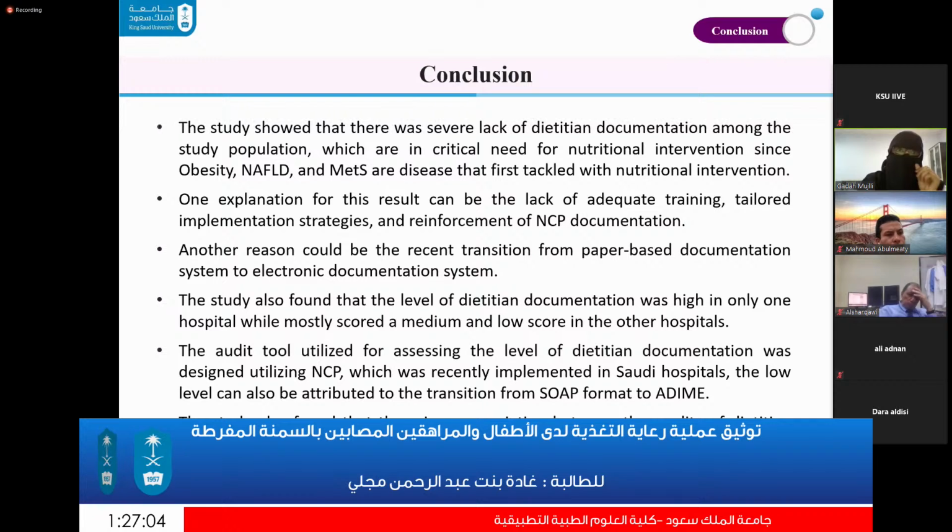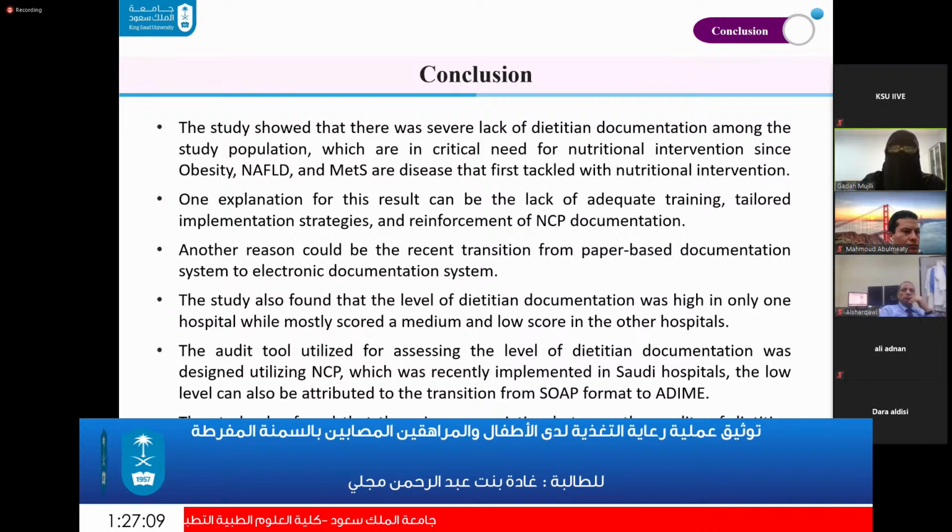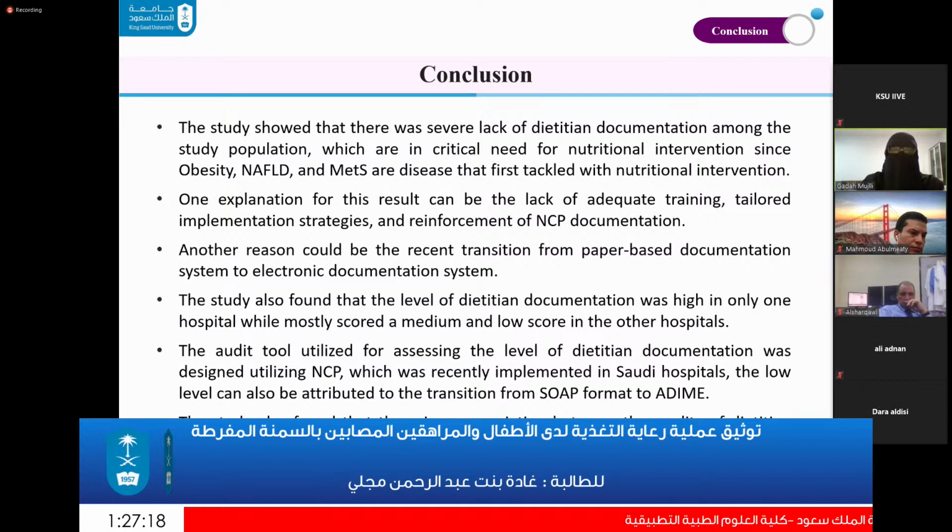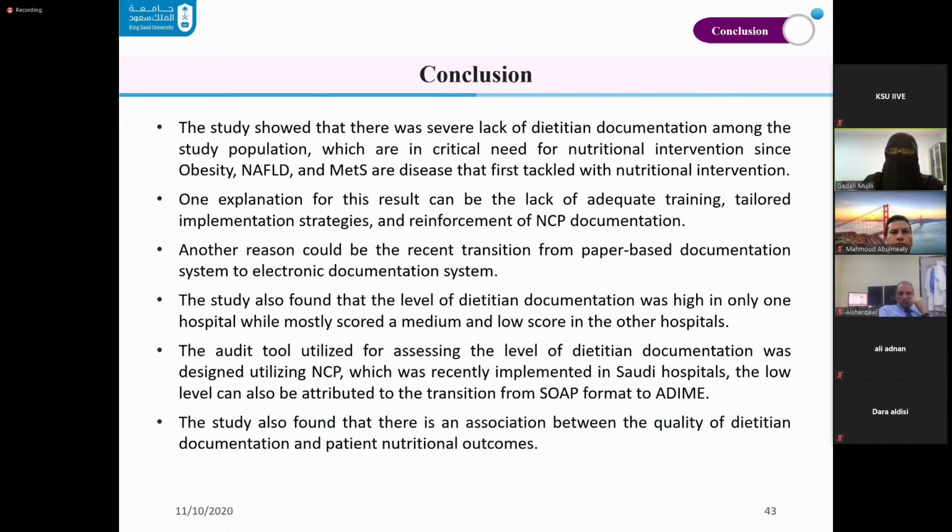In conclusion, the study showed that there was a severe lack of dietitian documentation among the study population, who are in critical need of nutrition intervention, since obesity, NAFLD, and metabolic syndrome are diseases that are first tackled with nutritional intervention. One explanation of this result can be the lack of adequate training, tailored implementation strategies, and reinforcement of NCP documentation. Another reason could be the recent transition from a paper-based documentation system to an electronic documentation system and difficulty implementing NCP in this system. The study also found that the level of dietitian documentation was high in only one hospital, while most scored medium and low in the other hospitals.